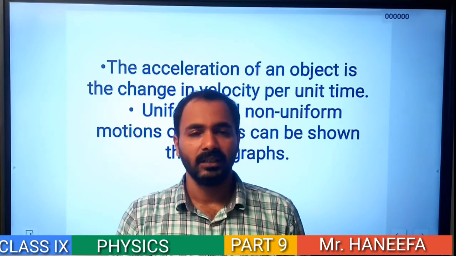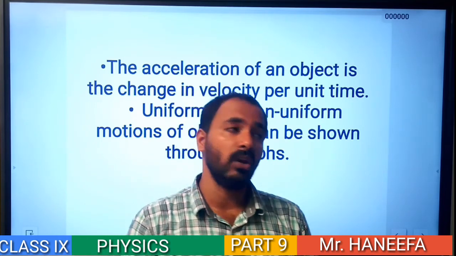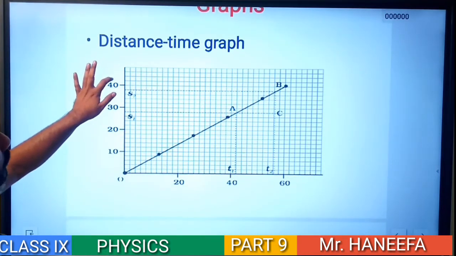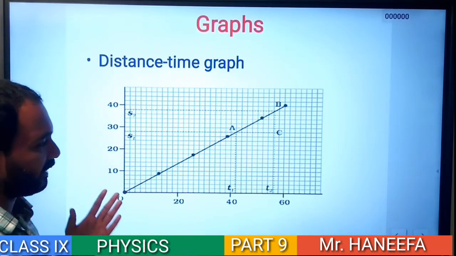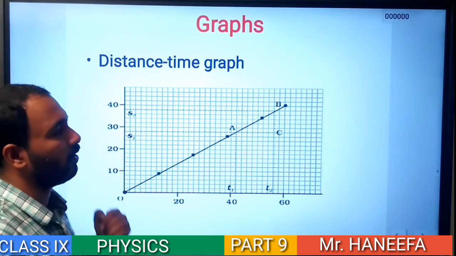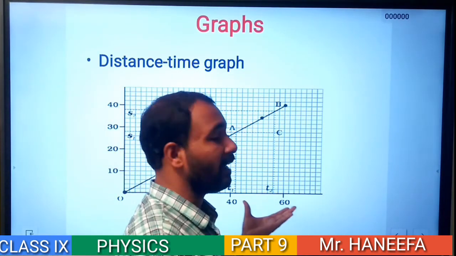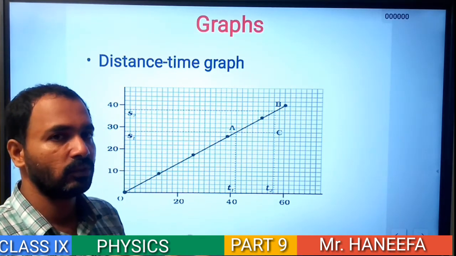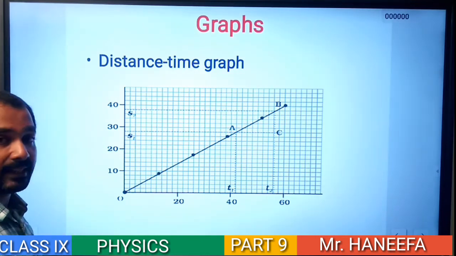We discussed two types of graphs. What are they? Distance time graph and velocity time graph. So first is distance time graph. What is the distance time graph? A graph drawn with time along x-axis and distance along y-axis. This type of graph is called distance time graph. This is an example of a distance time graph for uniform motion. If an object moves uniformly, this is the distance time graph.